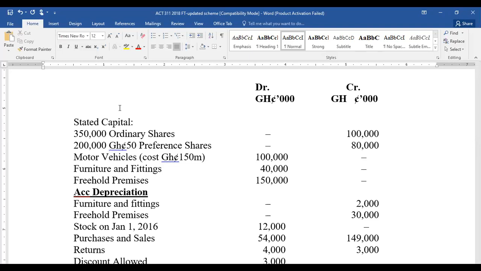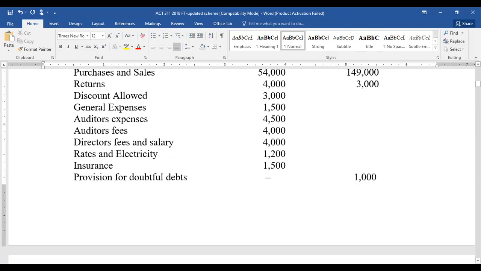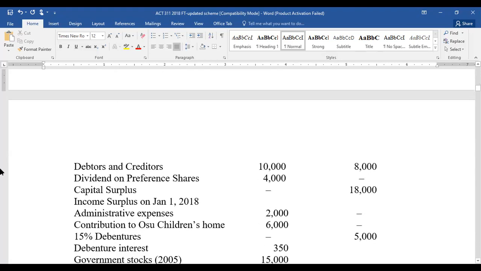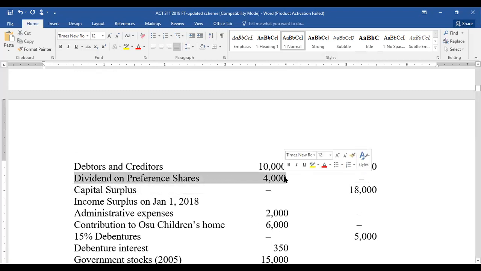10 million. So in a nutshell, 10,000. These people are supposed to get 10 million as dividend. But how much did we pay to them? We paid them 4,000. So what it means here is that there is an outstanding of 6,000.